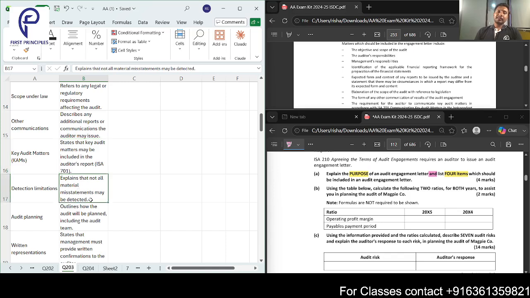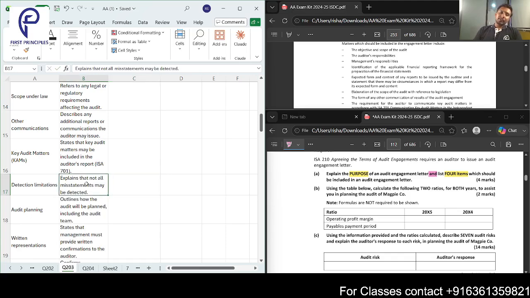Next, you will explain that not all misstatements can be detected, only ones that are material, because you're again doing a sample of transactions. Your goal is to detect the material misstatements. As much as you can, you'll focus on the material misstatements and try to uncover them. Not all misstatements will be detected.